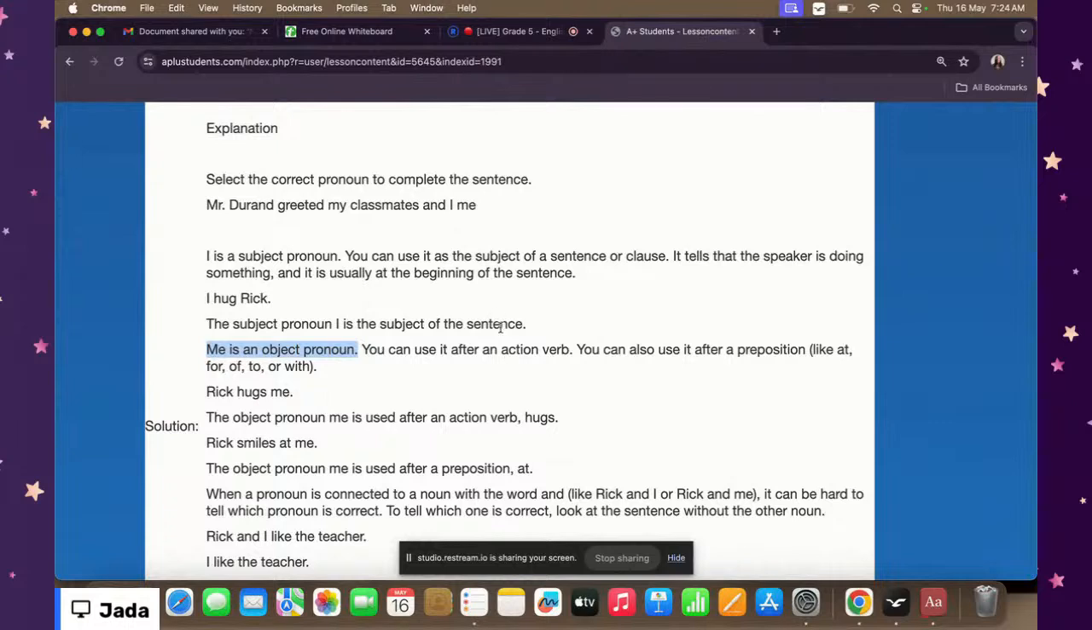You can use it after an action verb. It's just the same thing like the object pronoun that we did in the first lesson. So you use me after an action verb. You can also use it after a preposition, of course. So, I hug Rick. I there is the subject pronoun. And then Rick hugs me. Me here is the object pronoun. Okay.